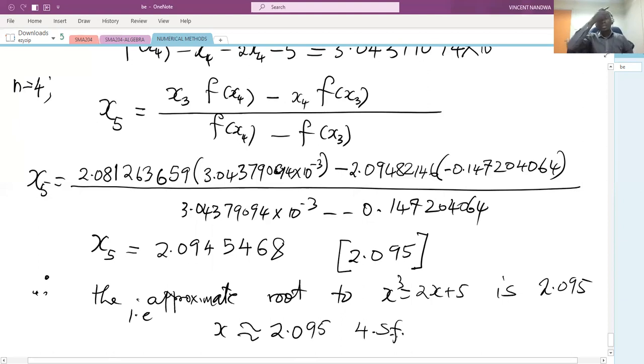So just to reiterate, to apply the secant method, you need 2 initial approximations for you to be able to work out the problem. I'll do as many examples on the same, and if there's any question, please don't hesitate to contact me.